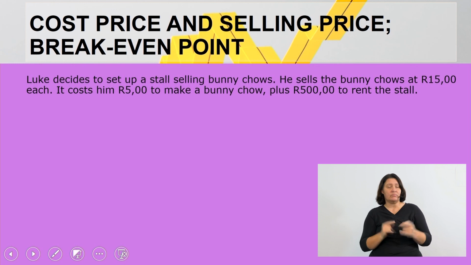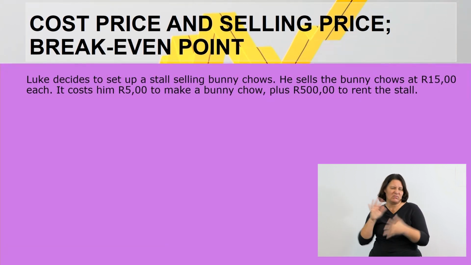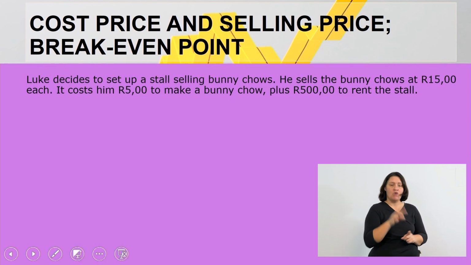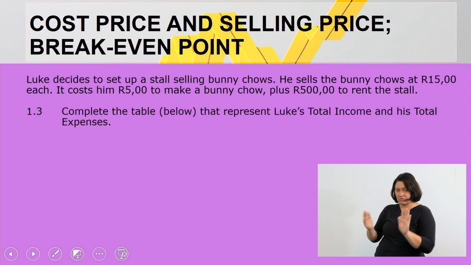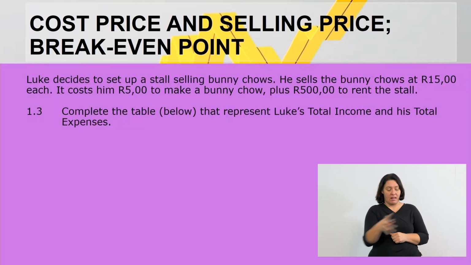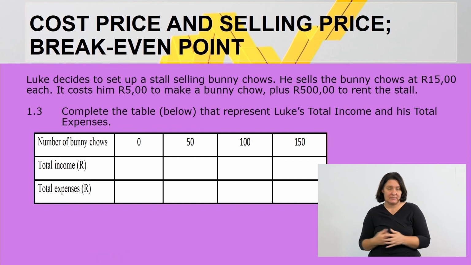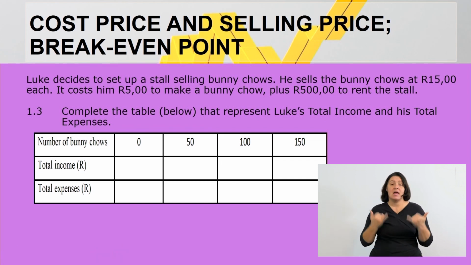Right, now I'm saying Luke decides to set up a store selling bunny chows. He sells the bunny chows at 15 Rand each. I'm just repeating the whole scenario to you again. It cost him 5 Rand to make a bunny chow plus 500 Rand to rent the store. So now 1.3, complete the table below that represents Luke's income and his total expenses. Same scenario, so this time now in table form, we need to see how much he will have to pay, but also how much he will gather selling these bunny chows.